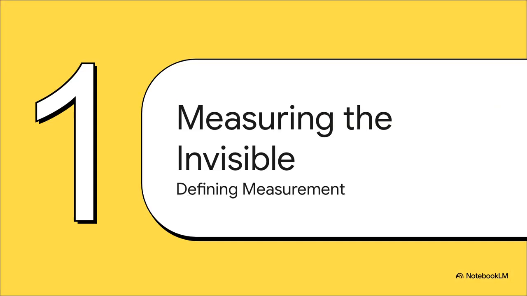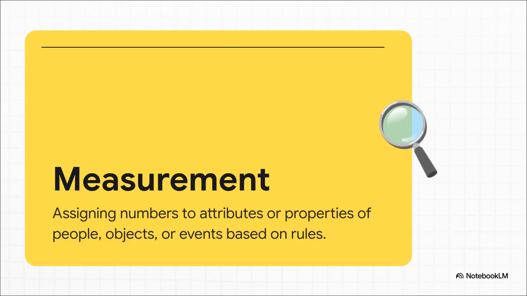All right, first things first. Before we can measure the invisible, we have to agree on what measurement actually is. And the scientific definition is probably a little more specific than you think. And here is the absolute key. We're not measuring the whole person or the whole object. We're measuring a specific attribute, like someone's knowledge, not the person themselves.